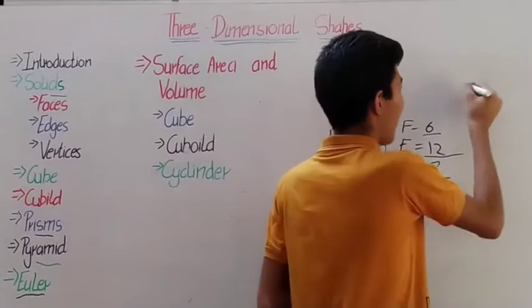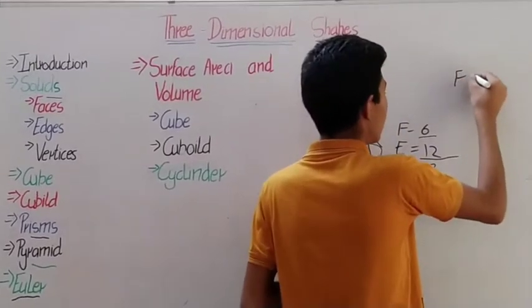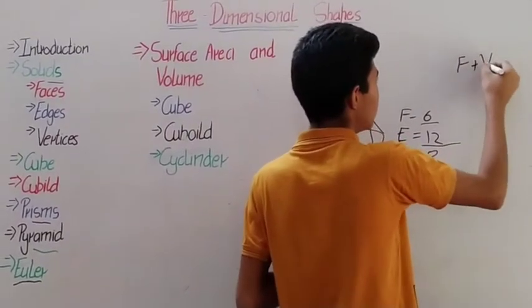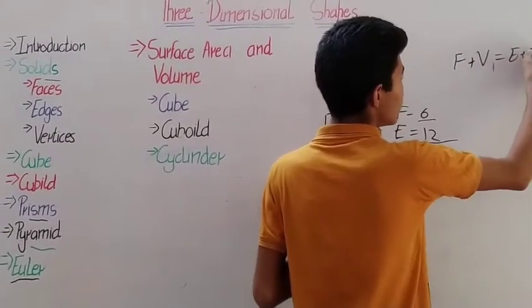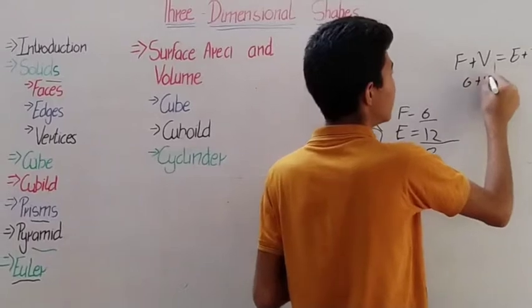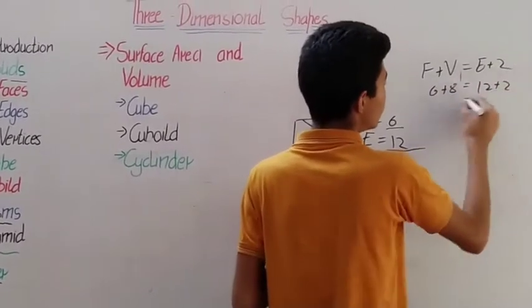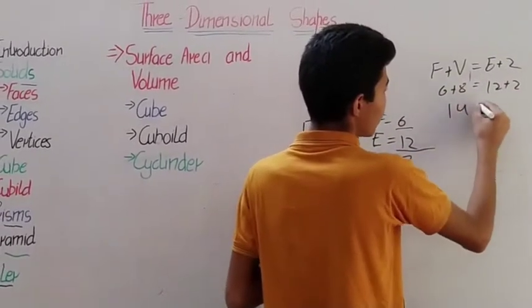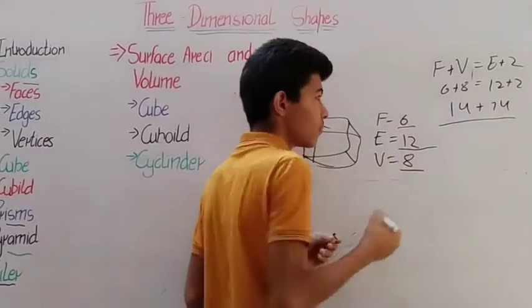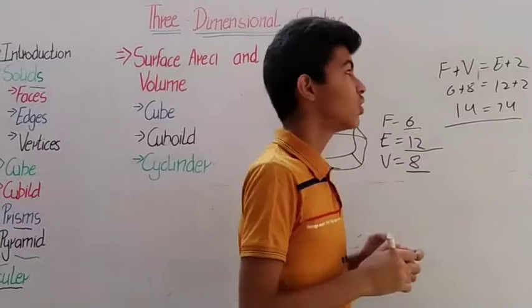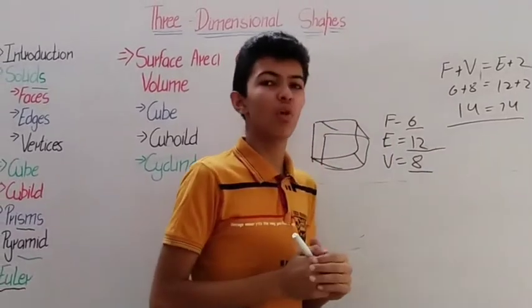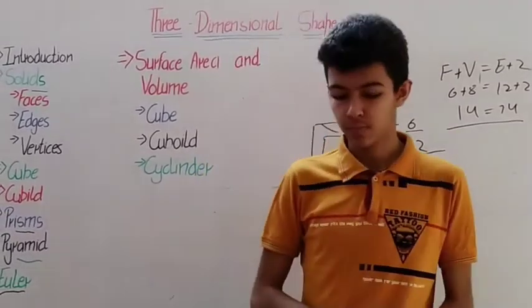So we can write it as faces plus vertices equals edges plus 2, because then it would be 6 plus 8 equals 12 plus 2, that is 14 equals 14. So this is known as Euler's formula. It works for all polyhedrons.